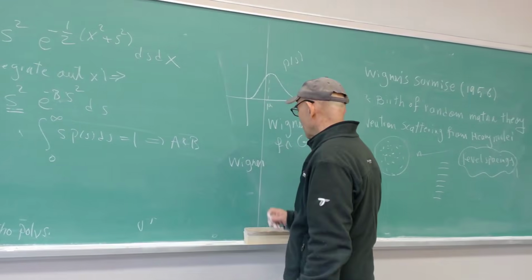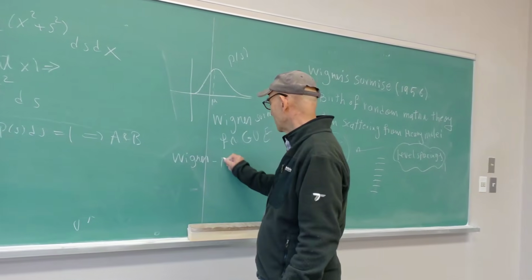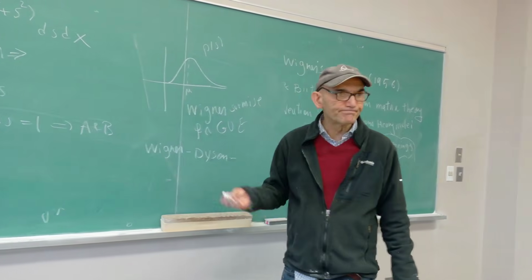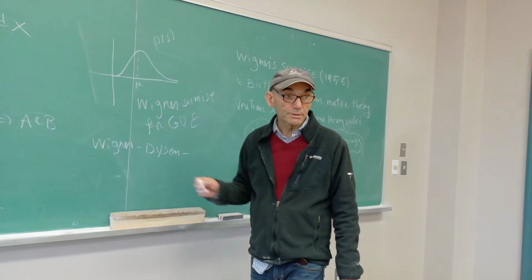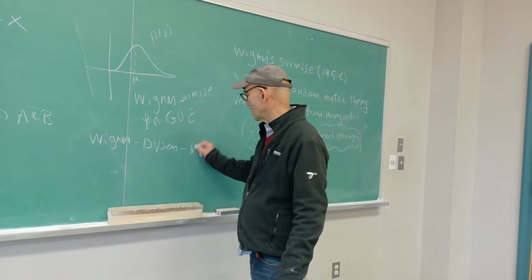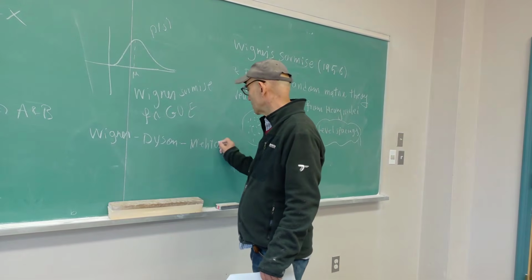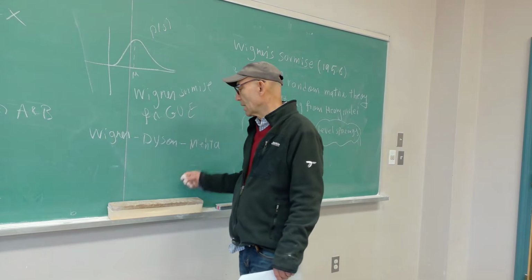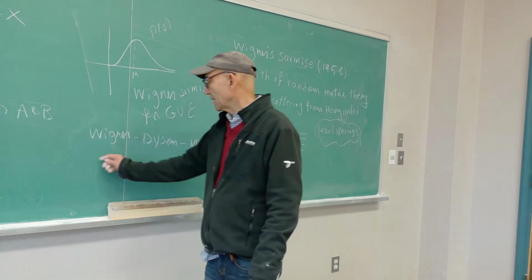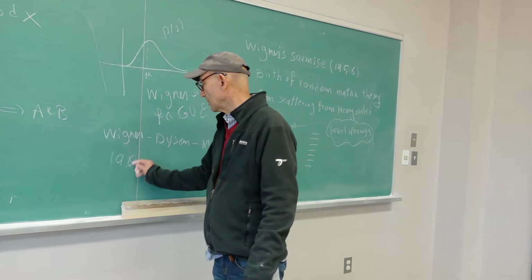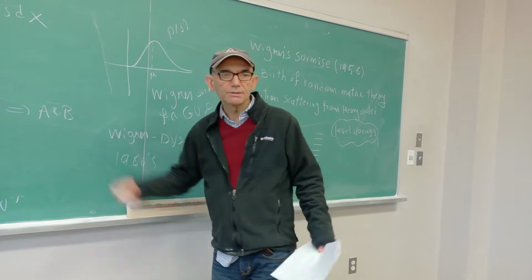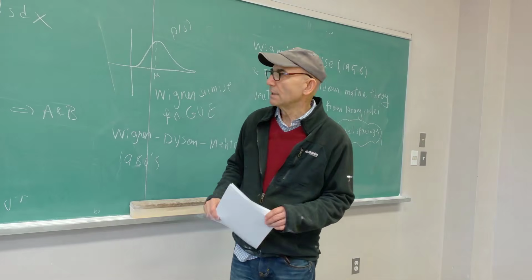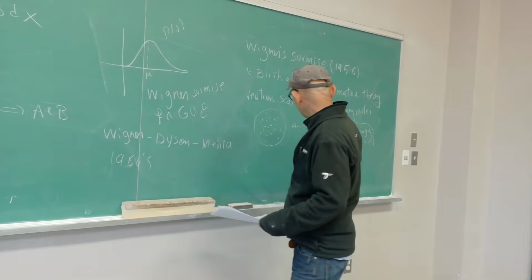The first heroes of the game were Wigner, then Dyson, then Mehta, Lal Mehta. These are the original heroes, and then there were some other people. And then, in the 1980s, the subject of random matrix theory really exploded, and this problem that I said in general.